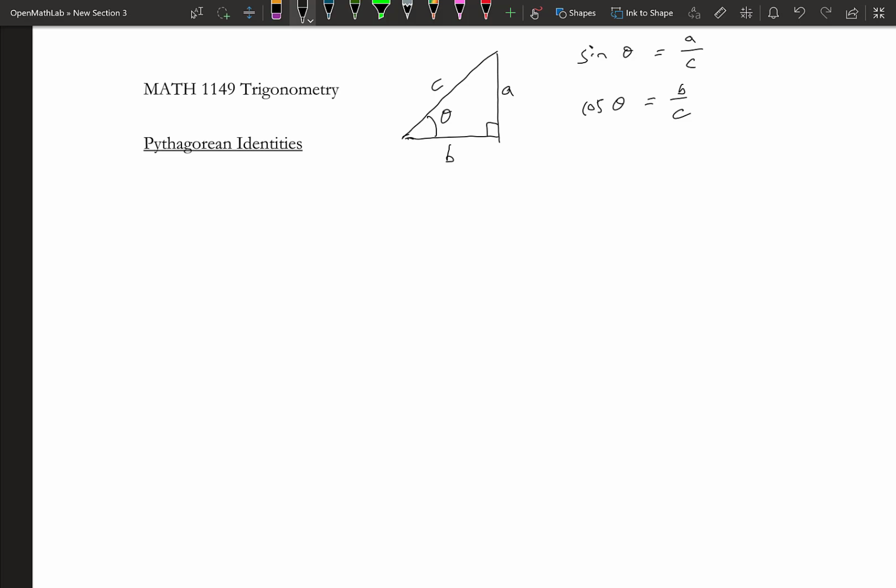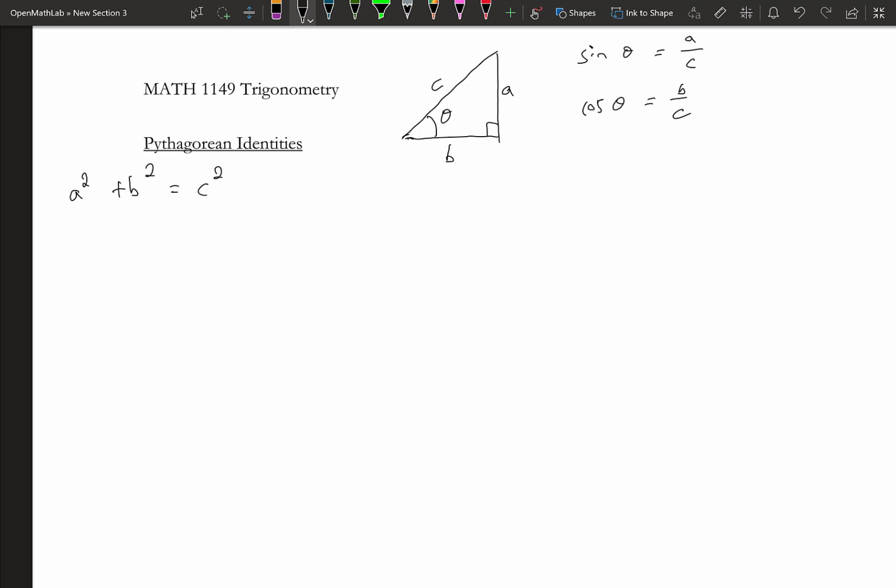So then a statement that I can get from this right triangle using the Pythagorean theorem is a squared plus b squared equals c squared. And that's why these are called the Pythagorean identities, because they're identities that come from the Pythagorean theorem.